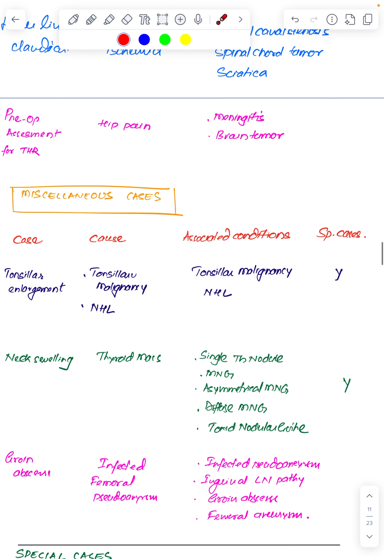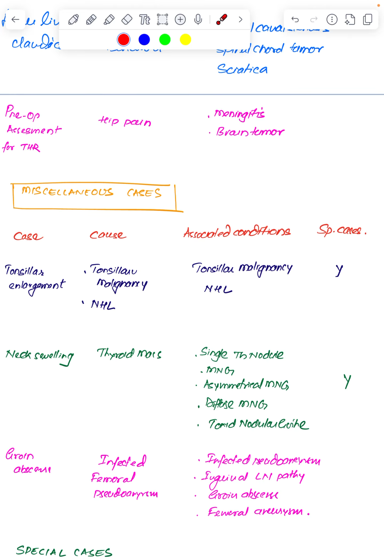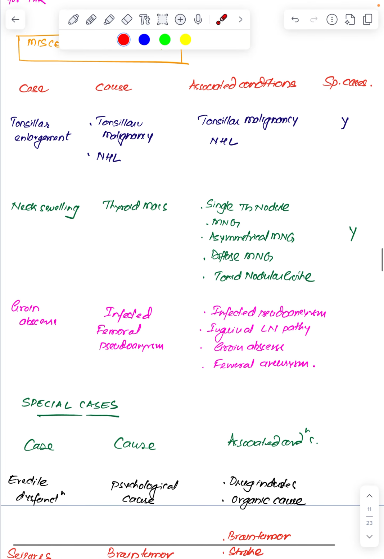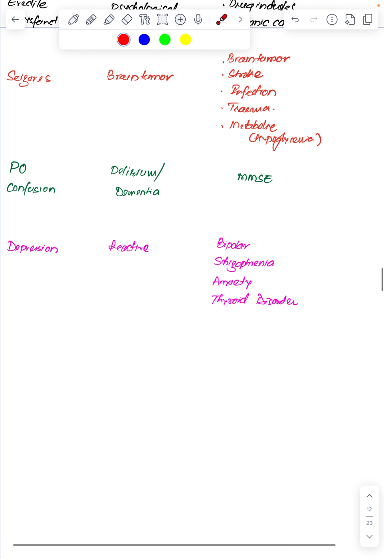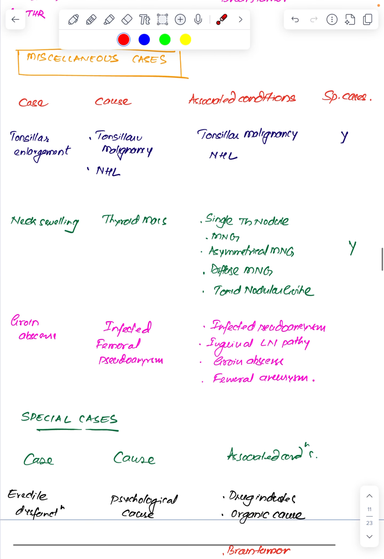Miscellaneous cases: tonsillar enlargement, tonsillar malignancy, non-Hodgkin lymphoma; neck swelling, thyroid mass, single thyroid nodule, multinodular goiter, asymmetrical; groin abscess, infected. Special cases: erectile dysfunction, psychological cause, drugs; seizures, brain tumors, strokes, infection, all this. In this manner, you have to look for the differential diagnosis.